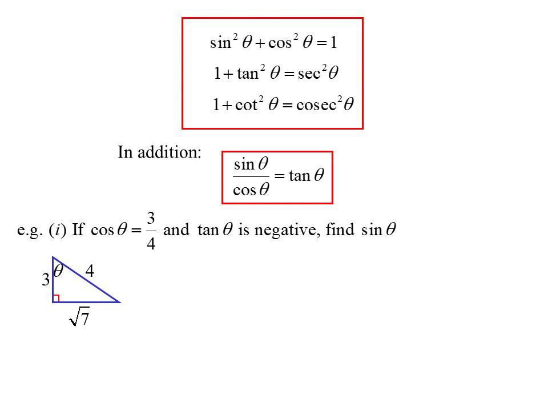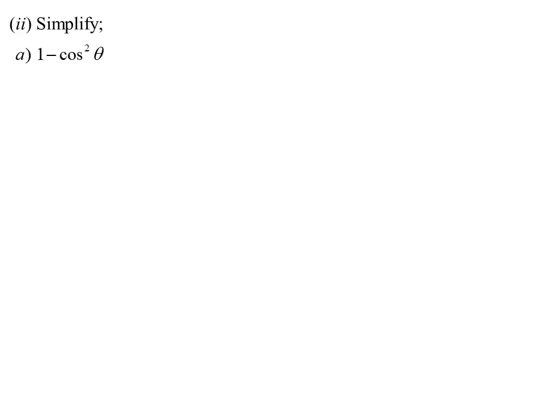So it's in the 4th quadrant because they've told me tan is negative, but they've also told me cos is positive because it's 3/4. Therefore, sine theta must be negative, and the ratio is root 7/4. And there's our answer.